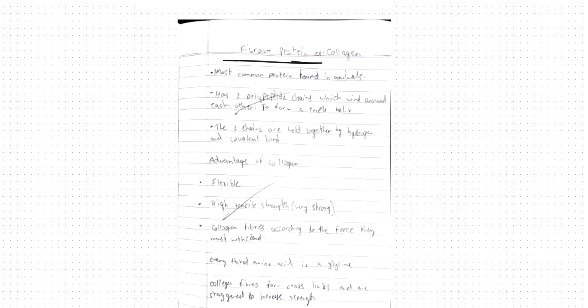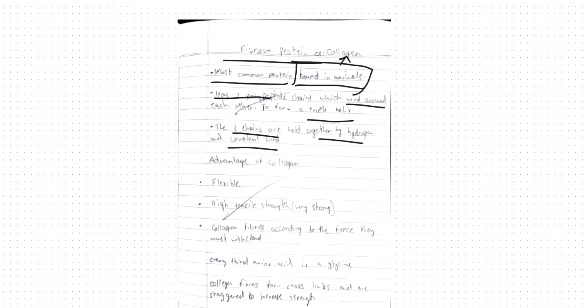An example is collagen. The most common protein found in animal cells is collagen. And it has 3 polypeptide chains which wind around each other to form a triple helix. And these 3 chains are held together by hydrogen and covalent bonds. And what is the advantage of collagen? You also need to know the advantages. It's very flexible and it has high tensile strength.